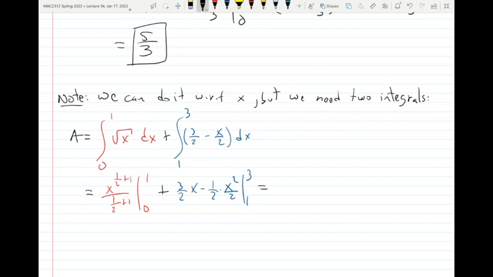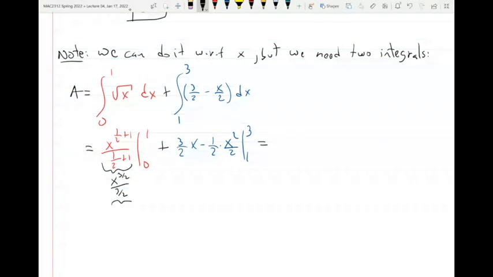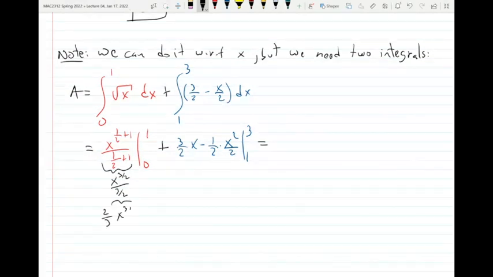So this one is x to the 3/2. So this piece right here, remember, is x to the 3/2 over 3/2, but that's really 2 over 3 x to the 3/2, okay? So I'm going to be working with that expression. So I plug in 1, I get 2/3 minus 0. That's what we get from the red part.